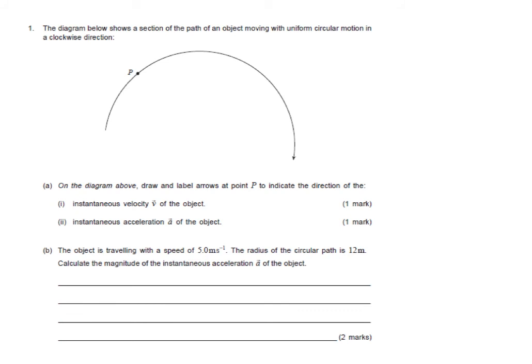The diagram shows a section of path of an object moving with uniform circular motion in a clockwise direction. On the diagram above, draw and label arrows at the point P to indicate the direction of the instantaneous velocity, v, of the object, and the instantaneous acceleration, a, of the object. So firstly, our velocity is always at a tangent. Make sure we label it. So there's our velocity vector.